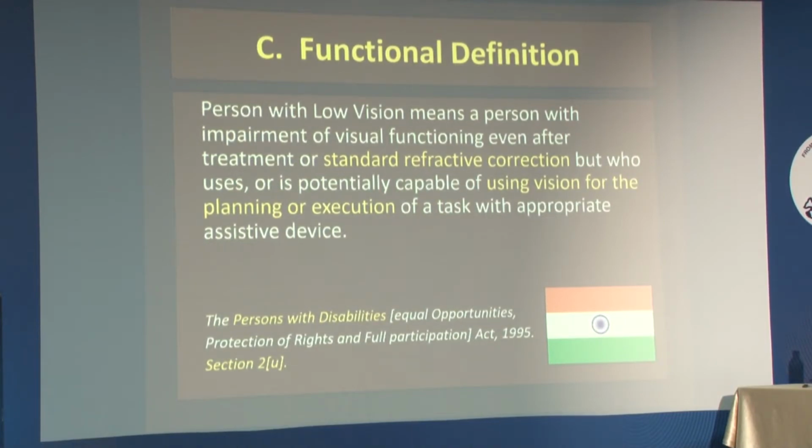Looking at the residual visual function in such patients, the government of India came up with a functional definition of low vision: a person with low vision means a person with impairment of visual functioning even after treatment or standard refractive correction, but who uses or is potentially capable of using vision for the planning or execution of a task with appropriate assistive devices.